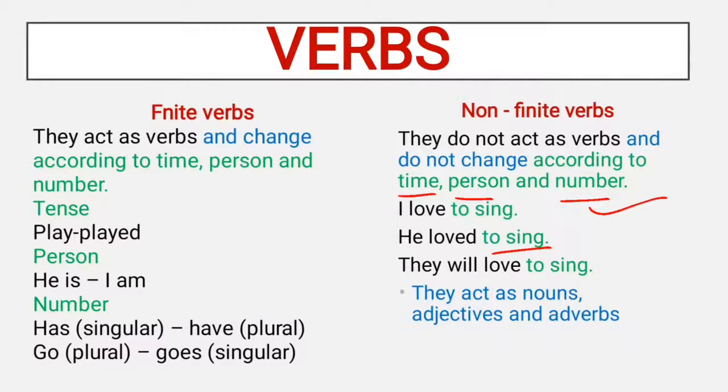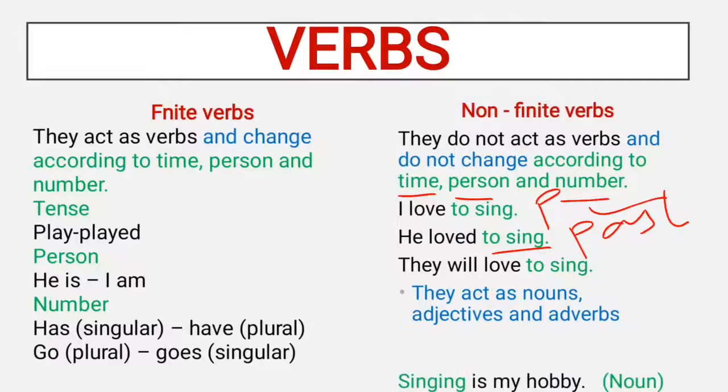I love to sing, present tense. He loved to sing, this is past tense. They will love to sing, this is future tense. So there is no change according to present, past, or future. And these non-finite verbs act as nouns, adjectives, and adverbs.